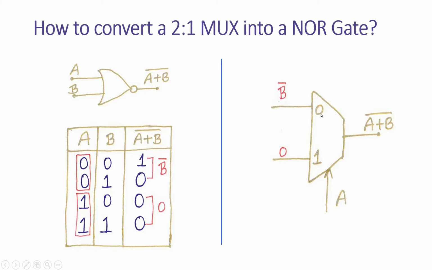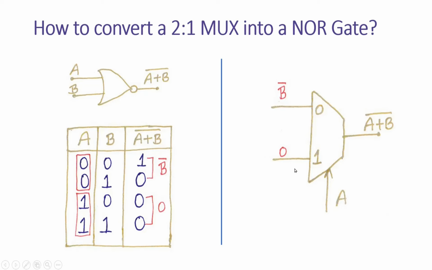And let us see what is the expected output. When A is 0, the expected output is B bar. When B is 0, the output is 1. When B is 1, the output is 0. So we will apply B bar. So we will tie B bar to the input I0.